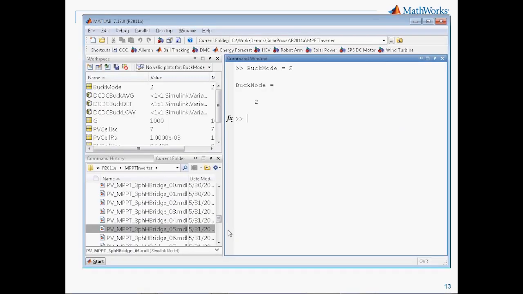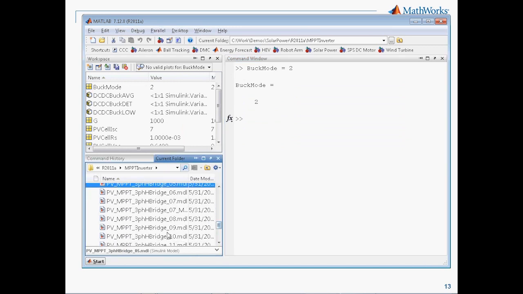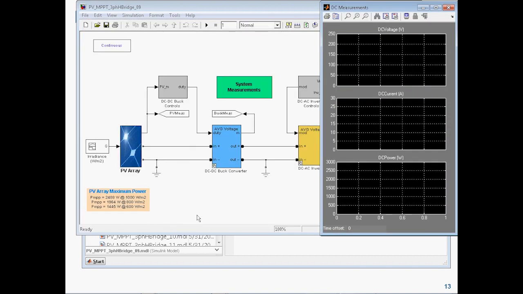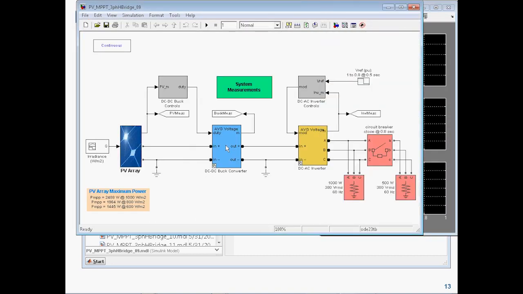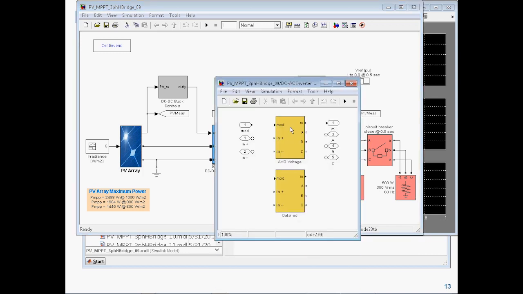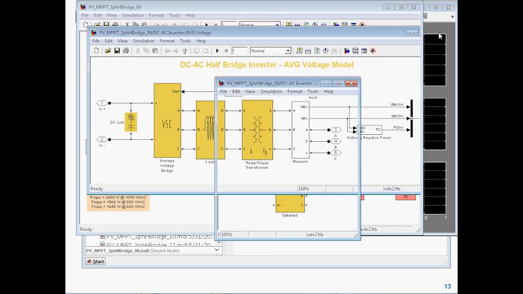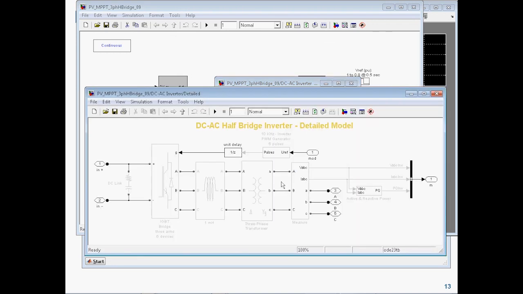And what I am going to do is open this model here, where I have my converter. I have my DC-DC converter, and now I have a DC-AC inverter. Same idea. I have a circuit breaker that is going to connect an additional load at some point. So this is a double implementation. Again, I have the average voltage implementation, and I have a detail implementation using an IGBT bridge.